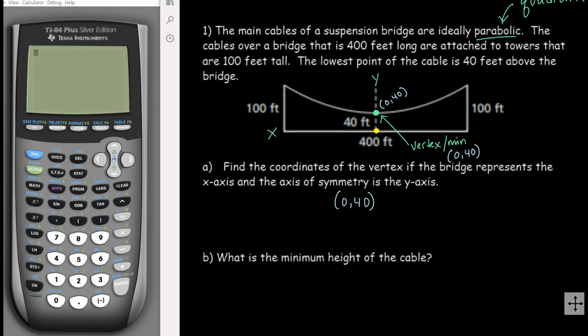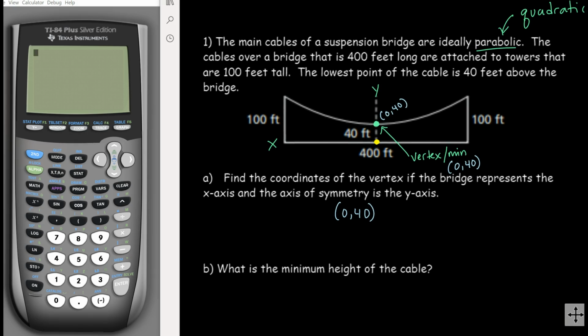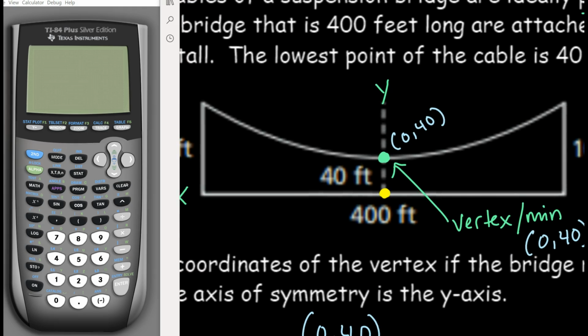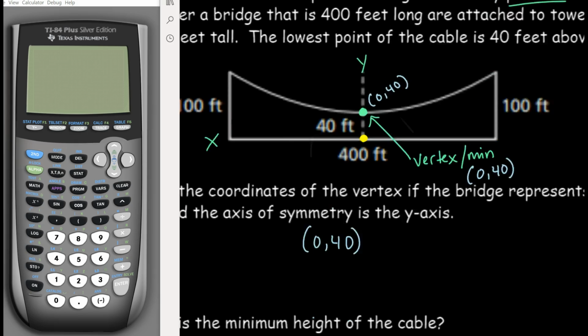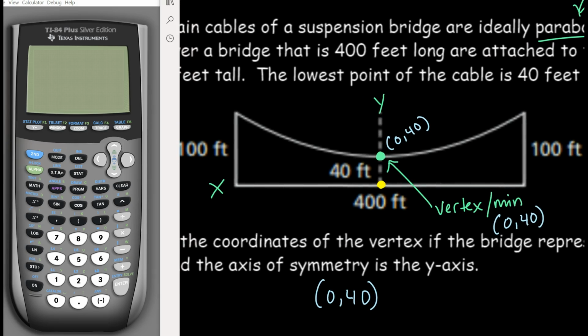Now it says, what is the minimum height of the cable? 40 feet. How do we know it's 40? Yeah, we already said that the vertex is our minimum, right? So the minimum height of the cable is 40. Then it asks, find the equation that can be used to model the cable. Okay. How can we take this picture and get an equation?